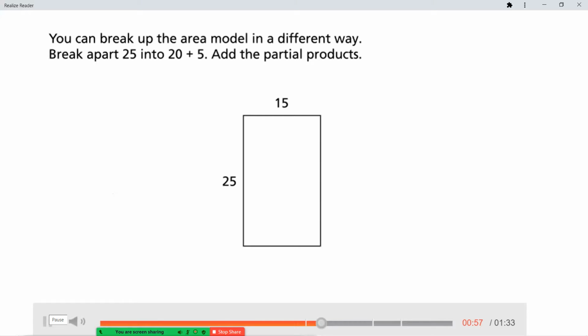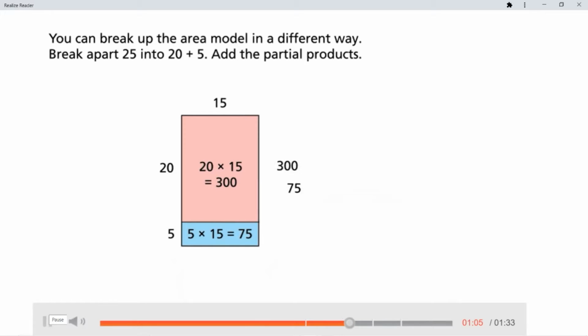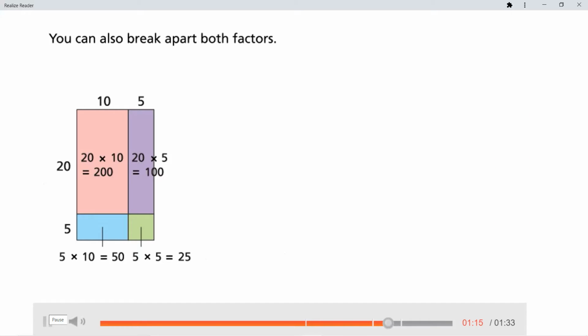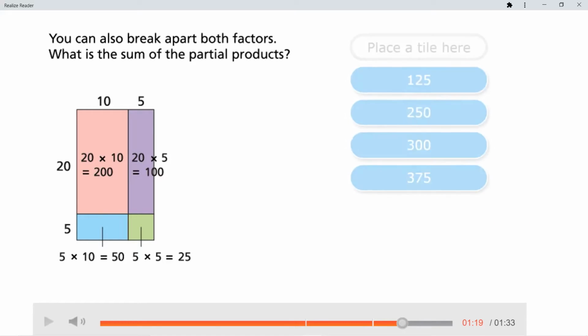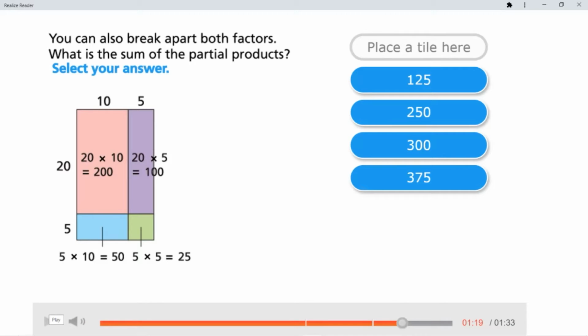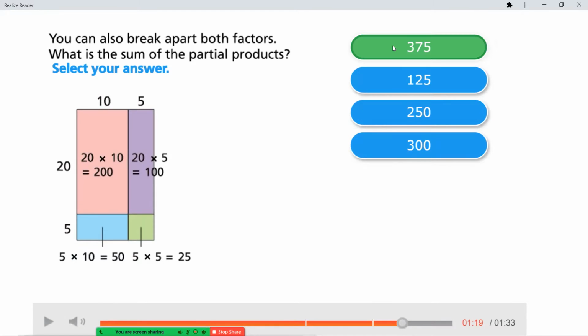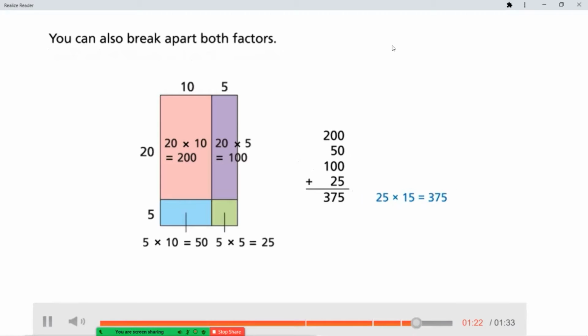You can break up the area model in a different way. Break apart 25 into 20 plus 5. Add the partial products. 25 times 15 equals 375. You can also break apart both factors. What is the sum of the partial products? Select your answer. "25 times 15 equals 375. There are 375 players on all the teams.